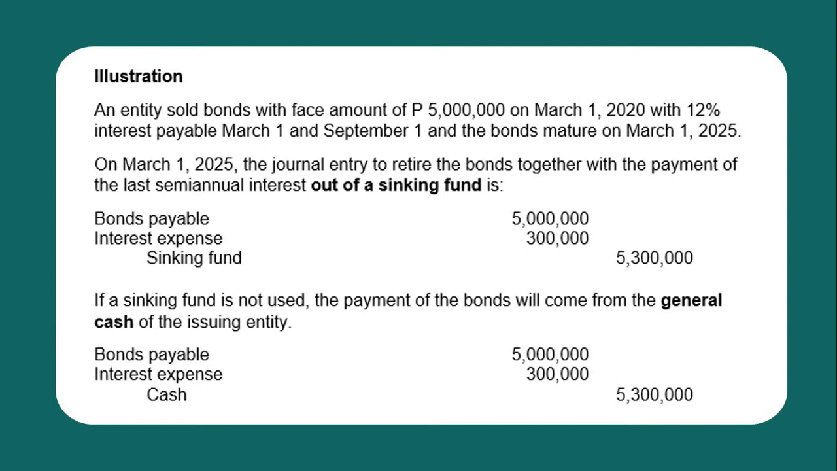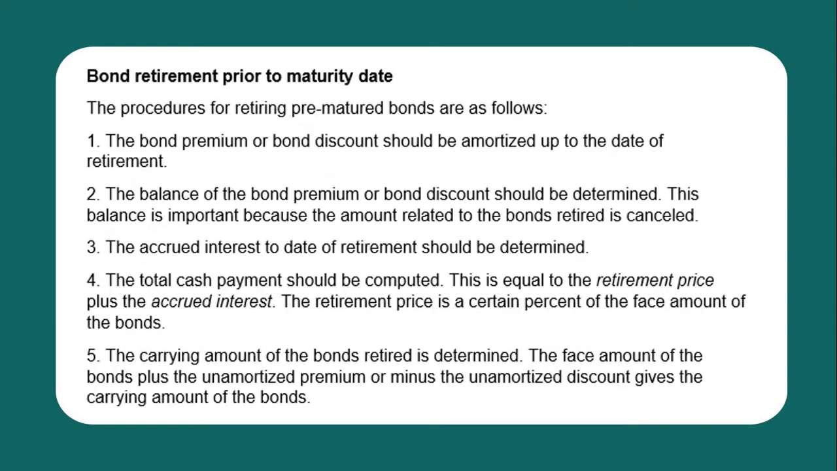Now, the accounting problem will arise when the bond is retired prior to its maturity date. So meaning, wala pa nag-mature, wala pa naabot ang final settlement, gi-retire na siya, nagbayad na ka. So meaning, the bonds are still pre-matured. So the procedures for retiring pre-matured bonds are as follows. Since this is a procedure, this is a step-by-step process, so kailangan i-follow na to siya.